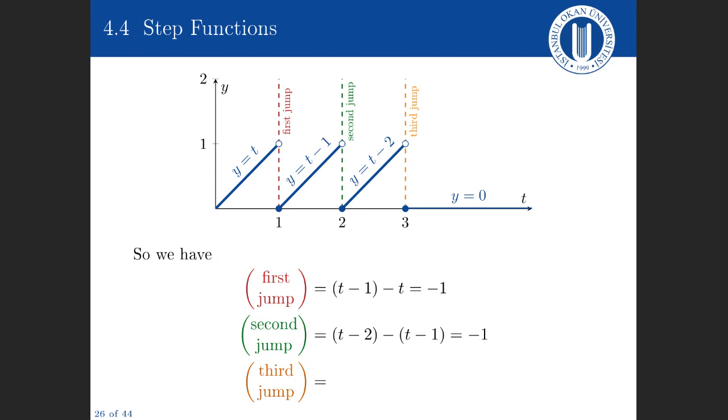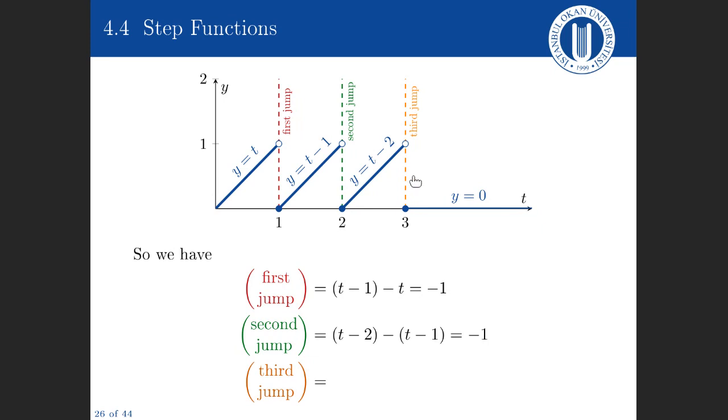At the second jump, the function on the right is t minus 2. The function on the left is t minus 1. So we do t minus 2 minus (t minus 1), or minus 1. And again, this is just a number. We have the same type of function, just a line which is sloping upwards. All we're doing is shifting downwards by 1 unit. So it makes sense the second jump is also minus 1.